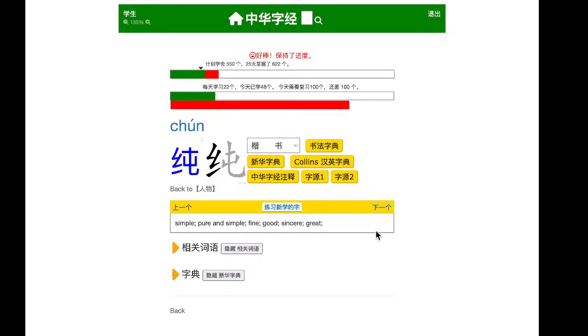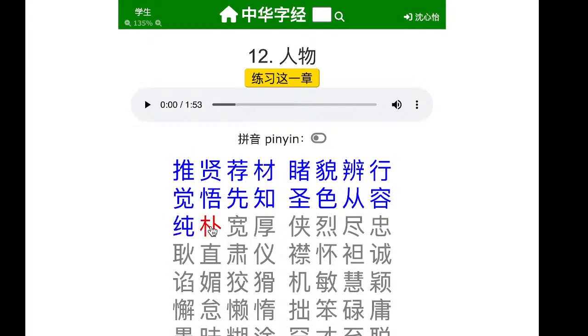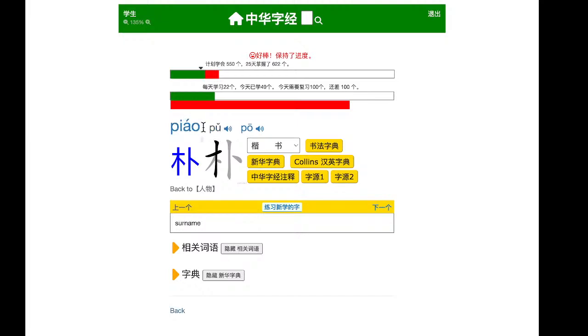Chun means pure and simple, fine and good, sincere, great. Chun. So for pure, you can see like 纯净, where 净 is peaceful and clean. 淳朴 is the word here. 朴 means simple, natural, and plain. So 淳朴, pure and simple. We got other readings. 朴 is just a family name, a surname. If you see somebody with this name, it's not 朴, it's 朴.